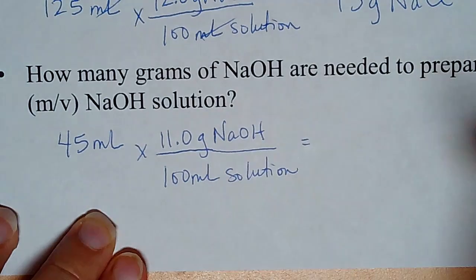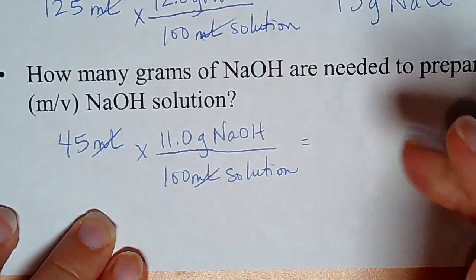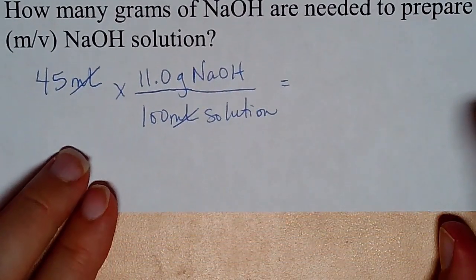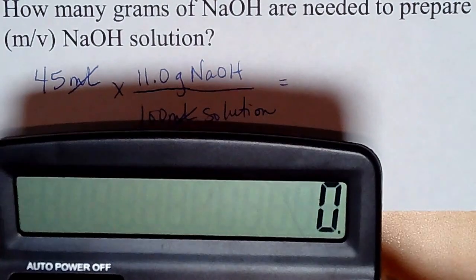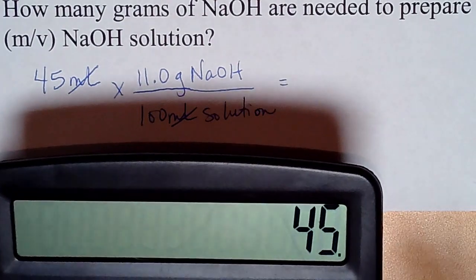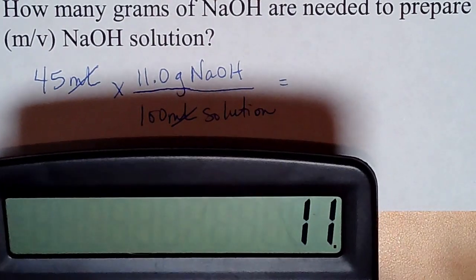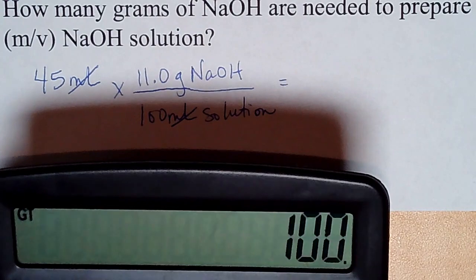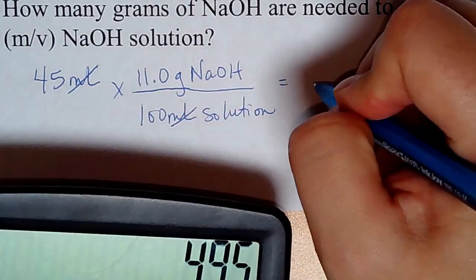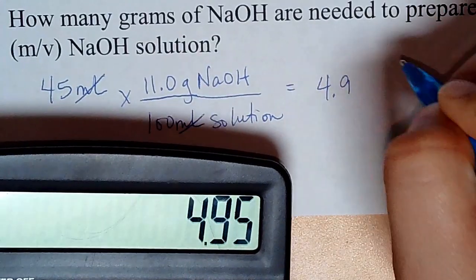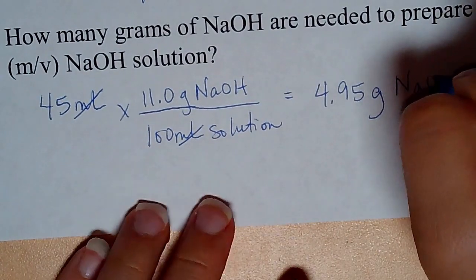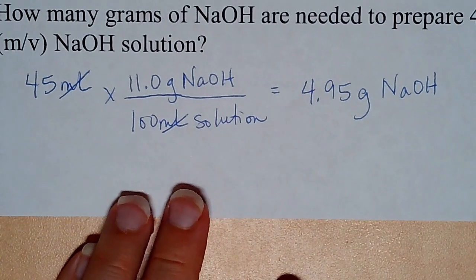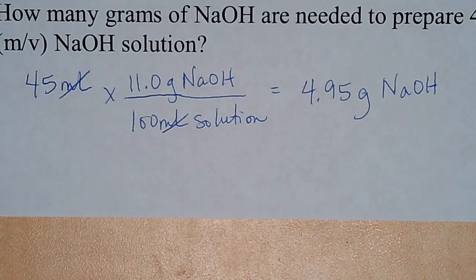Alright, and our milliliters will cancel out, and we'll be left with our grams. Okay, 45 times 11 divided by 100. So 4.95 grams. Alright, so we can always use our percent solutions as conversion factors to help us out.